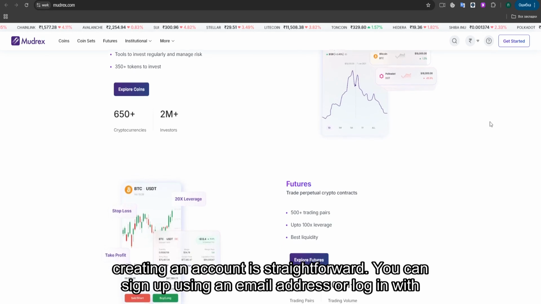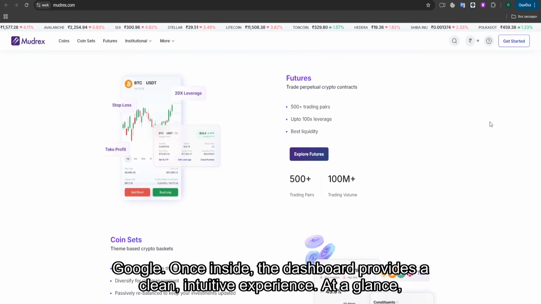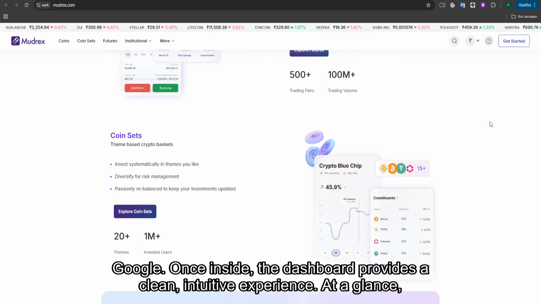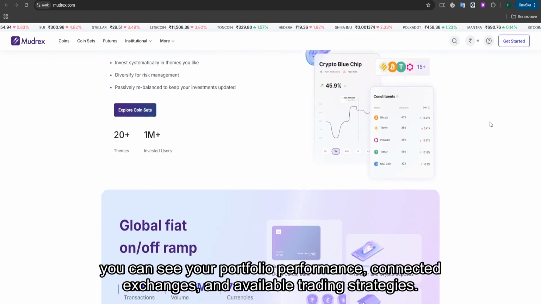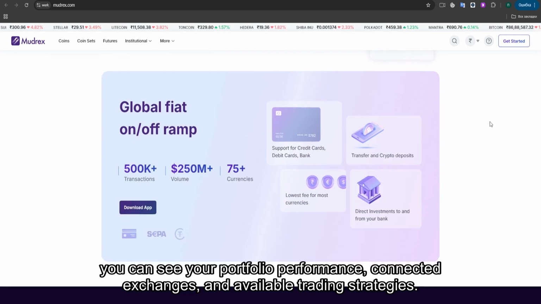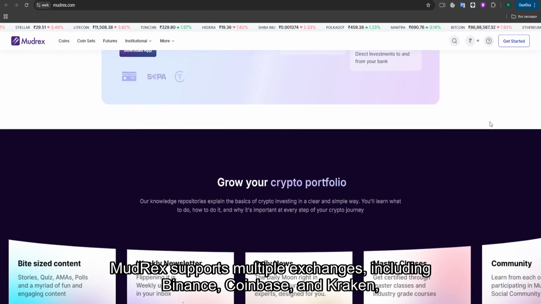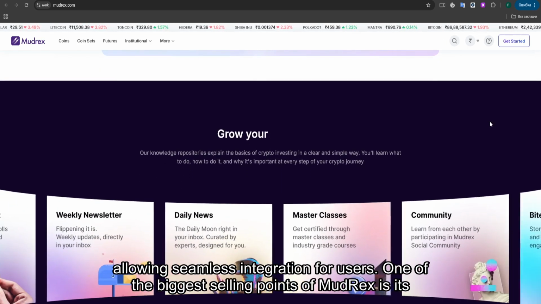Creating an account is straightforward. You can sign up using an email address or log in with Google. Once inside, the dashboard provides a clean, intuitive experience. At a glance, you can see your portfolio performance, connected exchanges, and available trading strategies. Mudrex supports multiple exchanges, including Binance, Coinbase, and Kraken, allowing seamless integration for users.